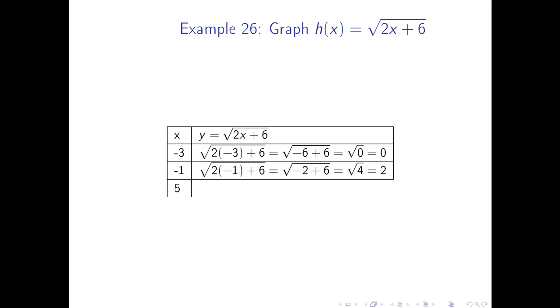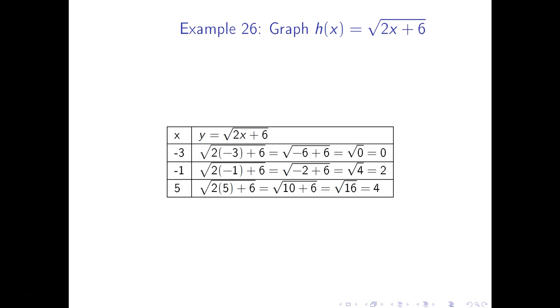So your last one, I want you to use 5. Well, if you plug in 5, 2 times 5 is 10, plus 6 is 16. The square root of 16 is 4. So now we have 3 points: -3, 0; -1, 2; and 5, 4. You could try more points.